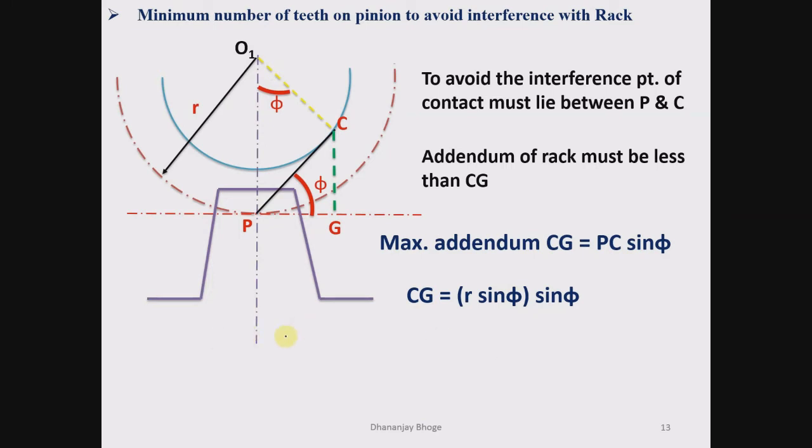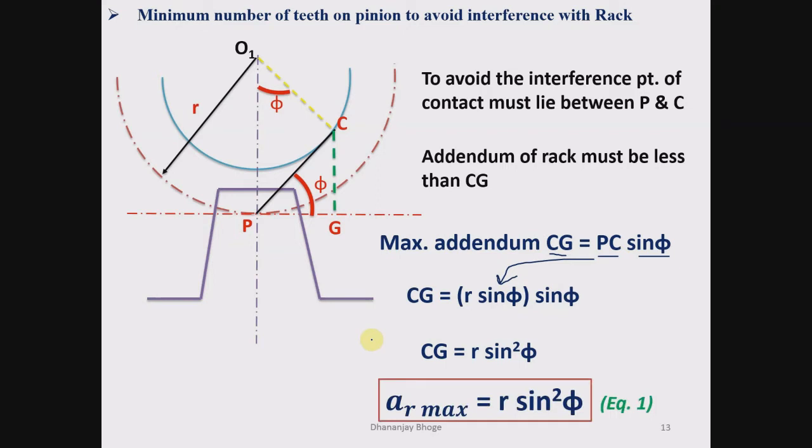All of you need to write down this derivation. So what we have obtained, CG is equal to PC sine of phi. For PC we have substituted its value r sine of phi. So finally the maximum addendum is r sine square phi. CG equals r sine square phi. Now instead of CG we will write AR max.